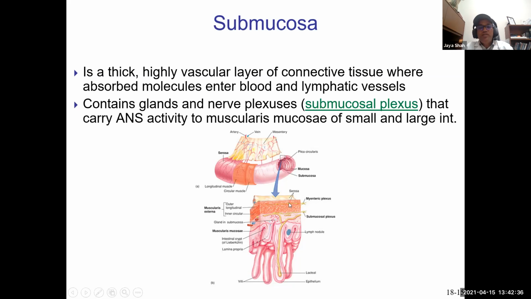So the myenteric plexus controls the muscularis externa, and that helps in peristalsis and segmentation of the GI tract wall. Whereas the submucosal plexus controls the glands in the submucosa, how much to secrete. And the myenteric plexus and submucosal plexus are controlled by the vagus nerve of the autonomic nervous system, okay?